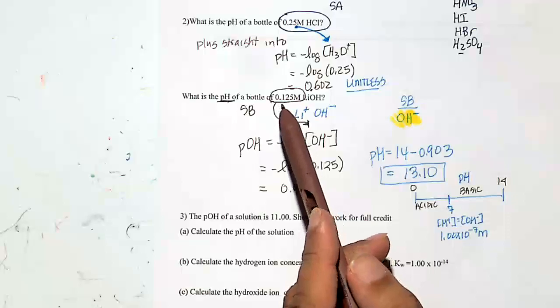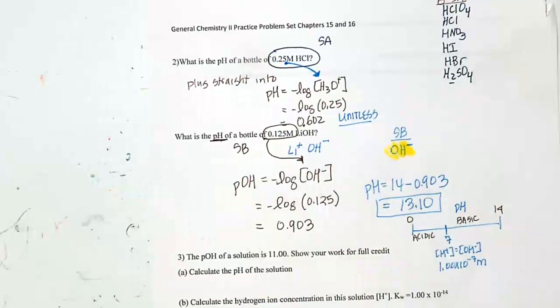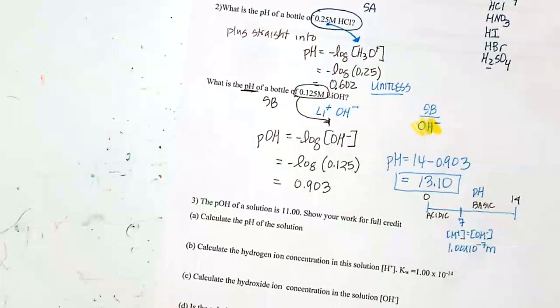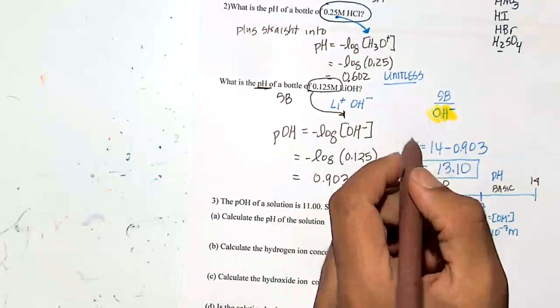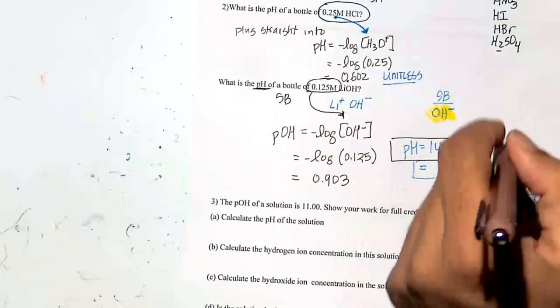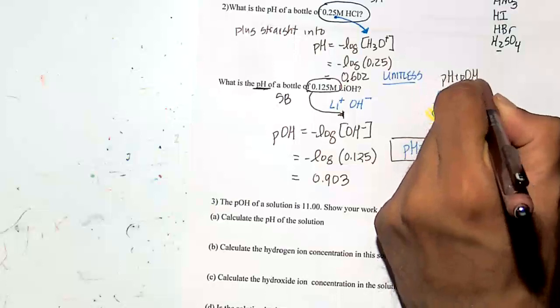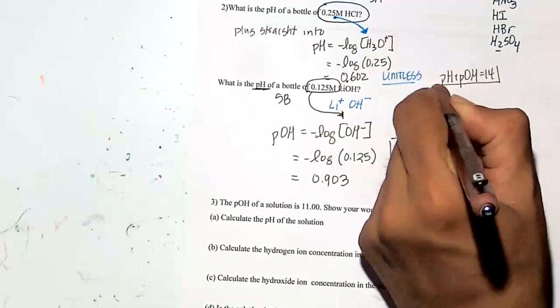So this problem is just making you realize that if it's a strong acid, you plug it into the pH equation. If it's a strong base, you can plug it into the pOH equation and then use this to get the pH. Remember the relationship: pH plus pOH is equal to 14.